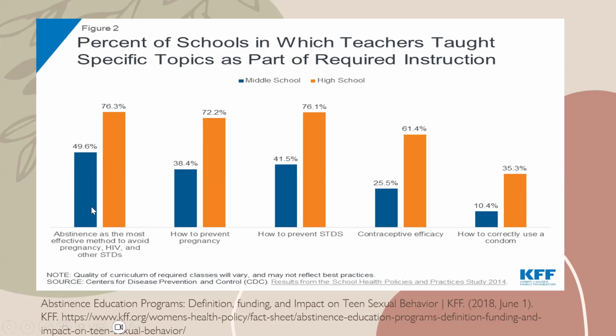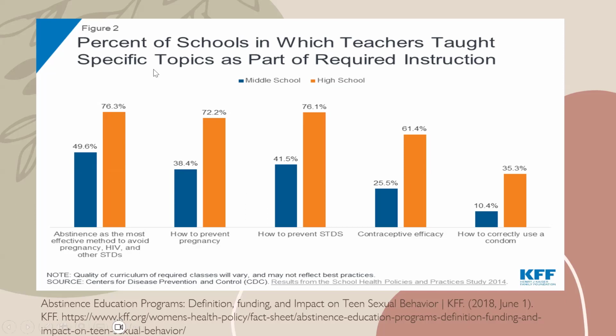So if we look at this first one right over here, middle school versus high school, abstinence as the most effective method, this is how it was taught: 76.3% for high school students. So high school students who are probably already sexually active, if not exploring, were being taught that abstinence is the most effective method to avoid pregnancy, HIV, and any other STDs.